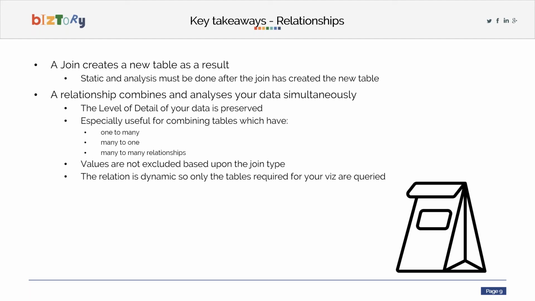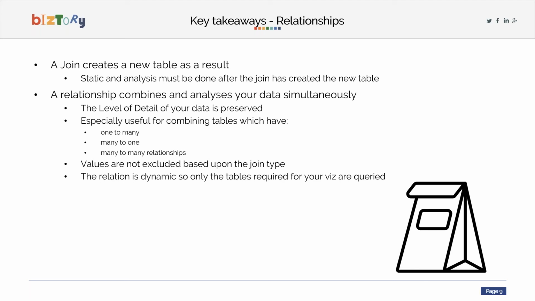With relationships, you've got some flexibility. The relationship combines and analyzes your data simultaneously. So your data granularity, or level of detail, is preserved, so you get your data at the right level of detail. Relationships are particularly useful when you can combine tables where you've got a one-to-many, many-to-one, or many-to-many relationship, because your table level of detail is preserved. You don't get values excluded based upon the join type.